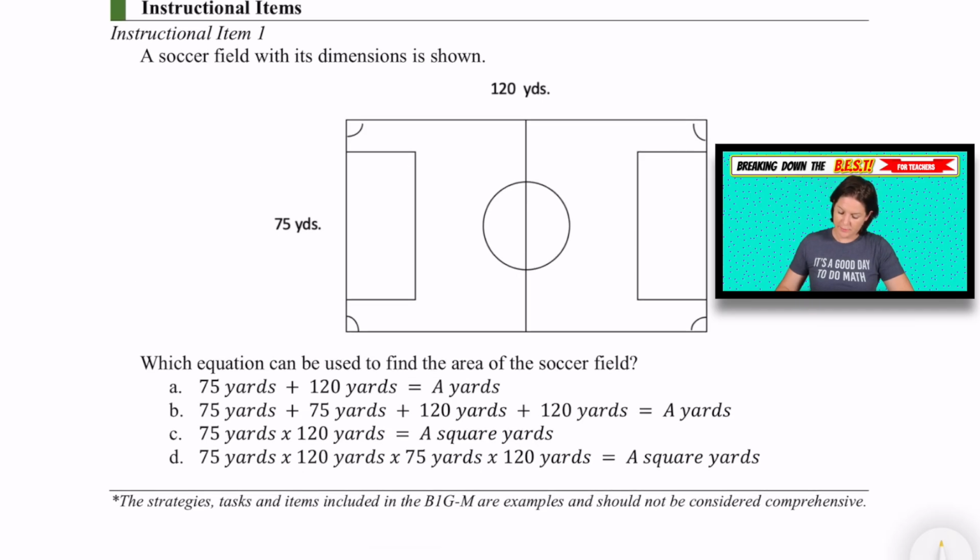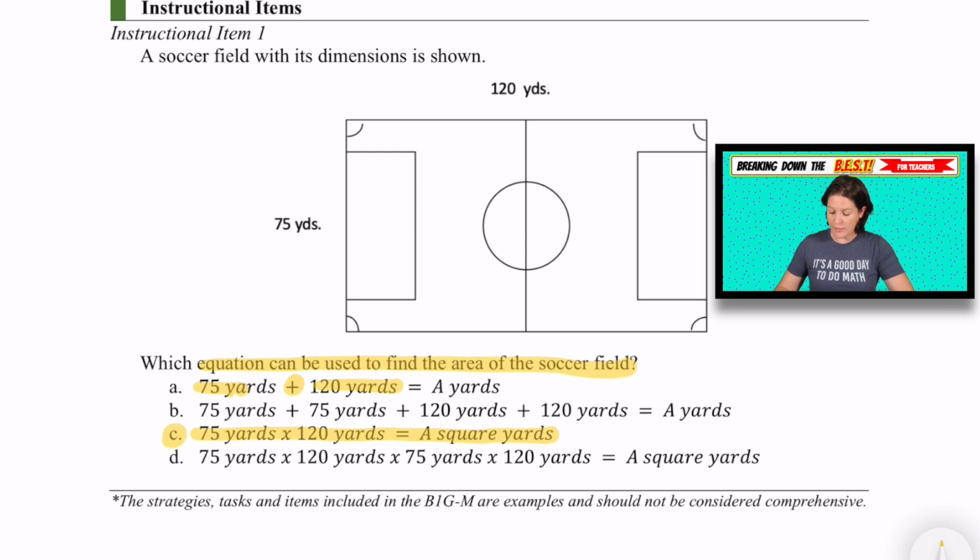For this item, it says which equation can be used to find the area. So we're looking for that length times the width. Here they might get confused because it looks like the length and the width, but we're adding. The answer would actually be this one right here: 70 yards times 120 yards equals a square yards. This would be our answer right there, C.